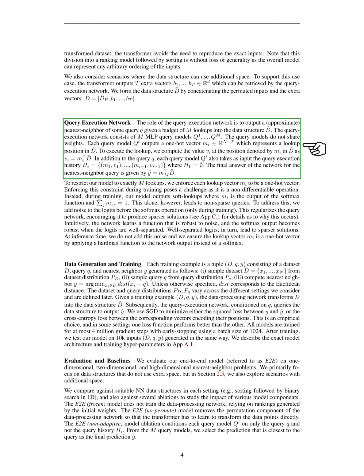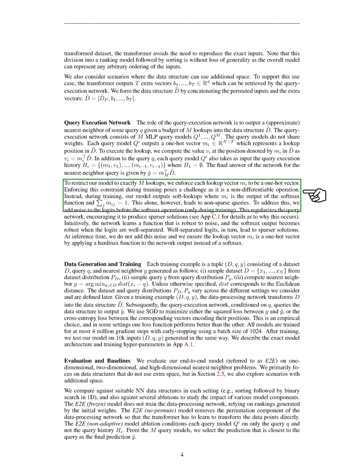This network consists of multiple query models, each producing a one-hot vector that indicates a lookup position in the data structure. To perform the lookup, we calculate the value at the specified position in the data structure. Each query model also considers the query execution history to inform its decisions. The final output for the nearest neighbor query is derived from the last lookup vector.